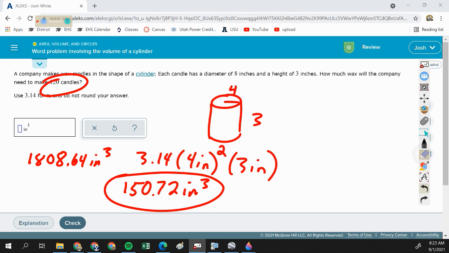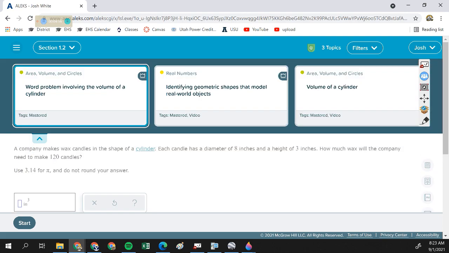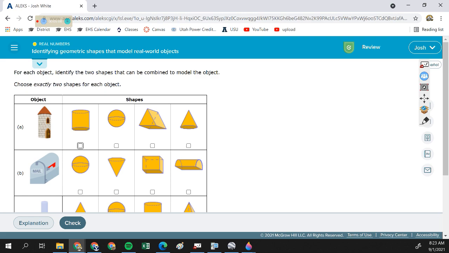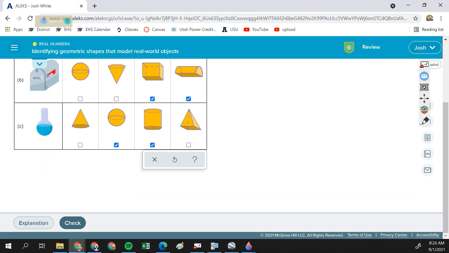Okay. The next problem wants you to look at some three-dimensional shapes and figure out what shapes you are looking at. So this one would be a cylinder and a cone combined. What would a mailbox be? A half cylinder and a rectangular prism. Okay, and then this one would be a sphere. Anyway, that's pretty easy.